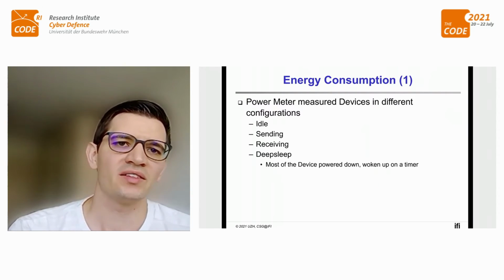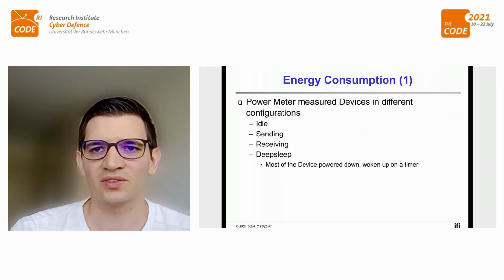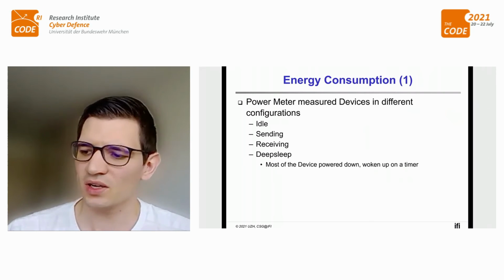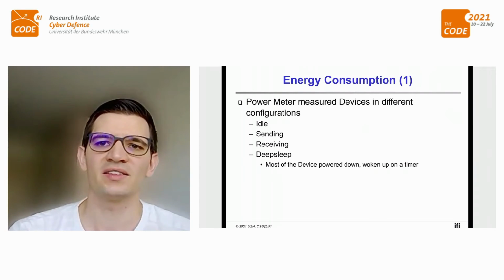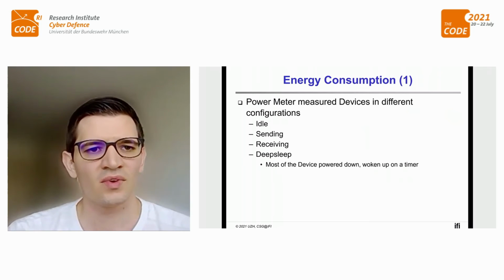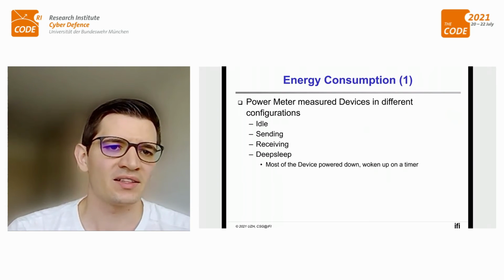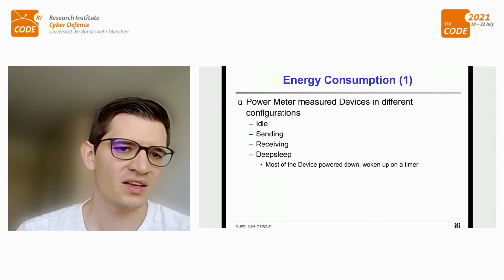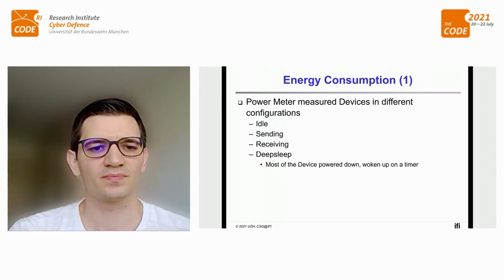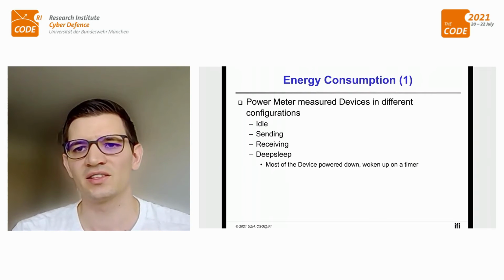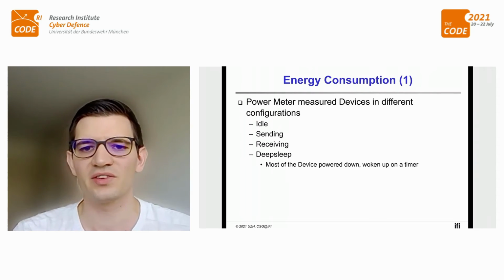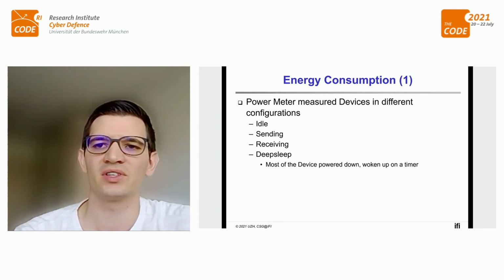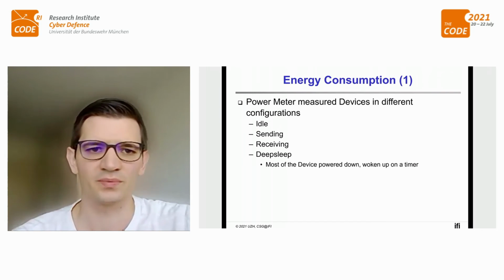Then we evaluated the energy consumption of the system. For this, we used the power meter to measure the devices in different settings. We measured them in an idle state, when they are sending messages, when they are receiving messages, and in the deep sleep state. The deep sleep state is a special state of the ESP32 microcontrollers, where most of the device is powered down and woken up on a timer.